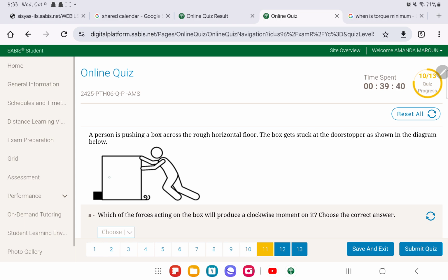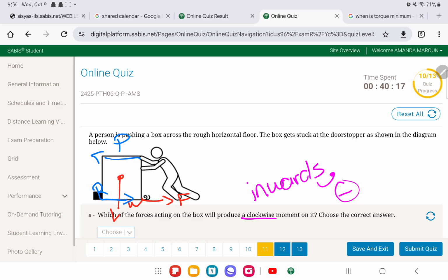So our options are the weight, then the friction, then the reaction of the door stopper, let me do it a different color. The reaction of the door stopper, I will call it R, and then the push of the person, which we will call it P. Then they need a force that produces a clockwise movement. Clockwise meaning that our thumb is inwards or towards the screen, and it is negative.